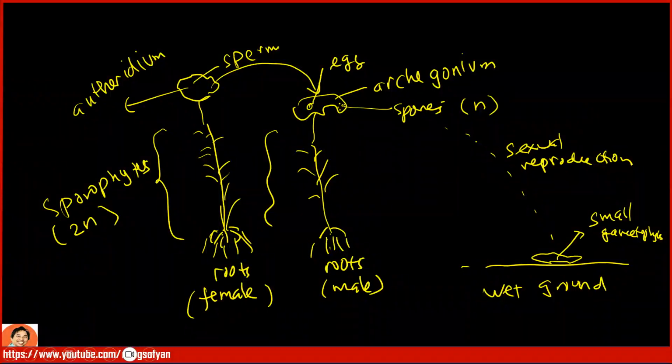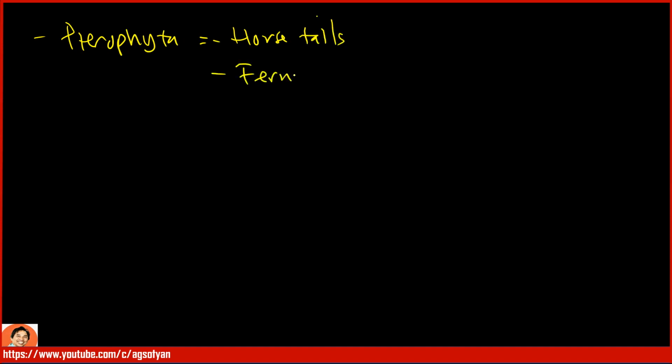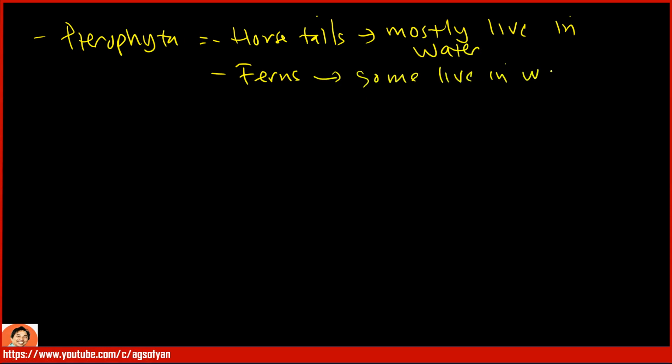Okay, so this is the lycophyta or the club mosses. Now the second group is the pterophyta, or the horsetail and the ferns. The horsetail actually mostly lives in water. Okay, the ferns, some live in water.